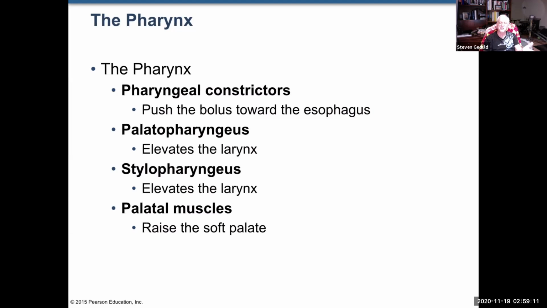The palatal muscles lift that soft palate up so the bolus can pass by it, because there's no bone holding that. So you have to lift it up out of the way so the food can go down. So that's what those four sets of muscles do. The pharyngeal constrictors push the food towards the esophagus. The palatopharyngeus and the stylopharyngeus elevate or lift the larynx, and then the palatal muscles lift the soft palate. So everything's clear, and the muscle pushes back, and food can now go from the oral cavity into the esophagus. That's how the four groups work.